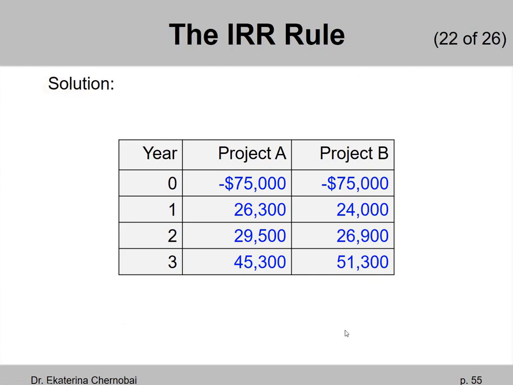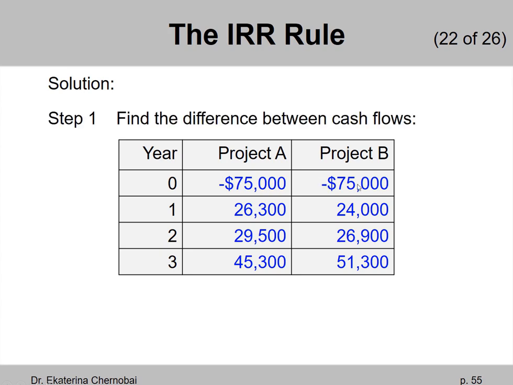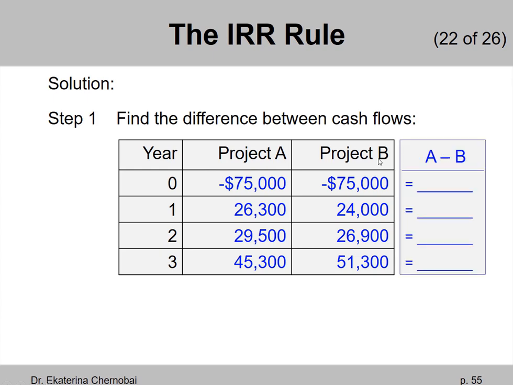To solve this problem, we need to find the difference between the cash flows one year at a time. For example, we can do project A cash flow minus project B cash flow, although if you do it B minus A, it wouldn't change our answer. So if we do A cash flow minus B cash flow, then for year 0 we have negative $75,000 minus the same number, which is 0.